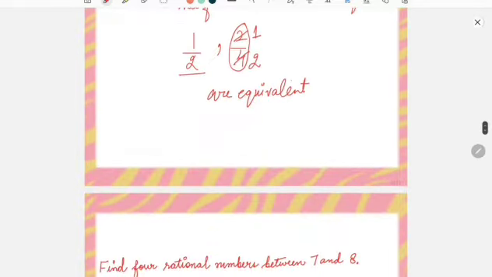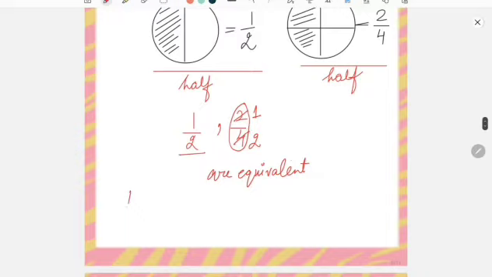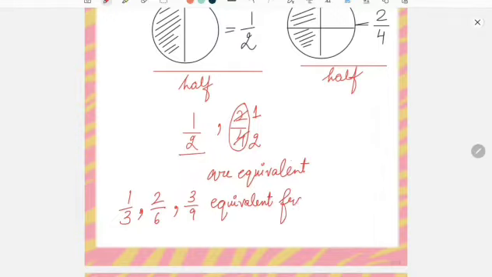Similarly, 1 by 3 is equivalent to 2 by 6, 3 by 9. ये सब फ्रैक्शंस क्या हैं? इक्विवेलेंट फ्रैक्शंस. कैसी फ्रैक्शंस हैं ये? इक्विवेलेंट फ्रैक्शंस या फिर रैशनल नंबर्स, कुछ भी कह सकते हो आप. ओके, लेट्स मूव फॉरवर्ड.